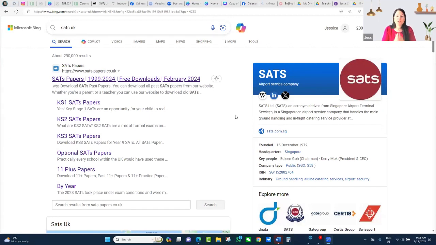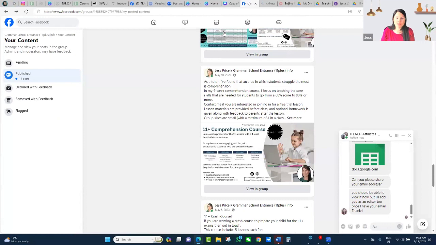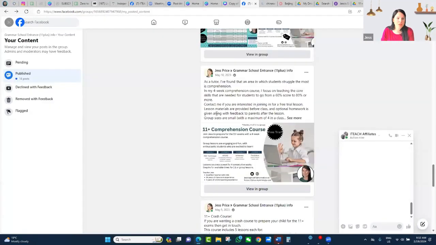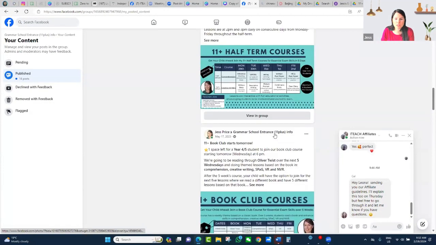The issue is when you want to get to being a group class teacher, you've got to brand yourself as a group class teacher. That's why I go through branding, because all of these flyers, I've branded myself. I've said this is group class, 4 in a group or 6 in a group. Now look here, this is what I used to do: inquire for available times for one-on-one or group classes. But when my schedule was full and I realized how much more money I could make as a group class teacher, I took that off. So now I'm really focused mostly on group classes.